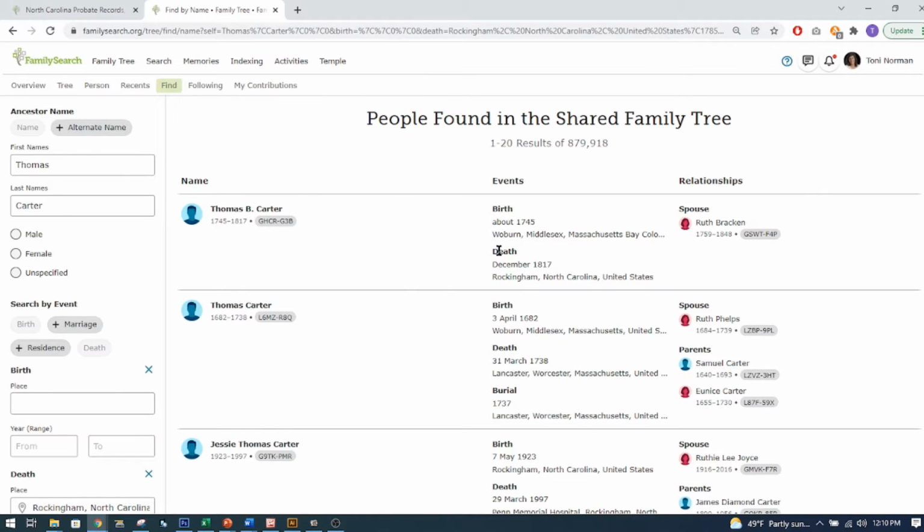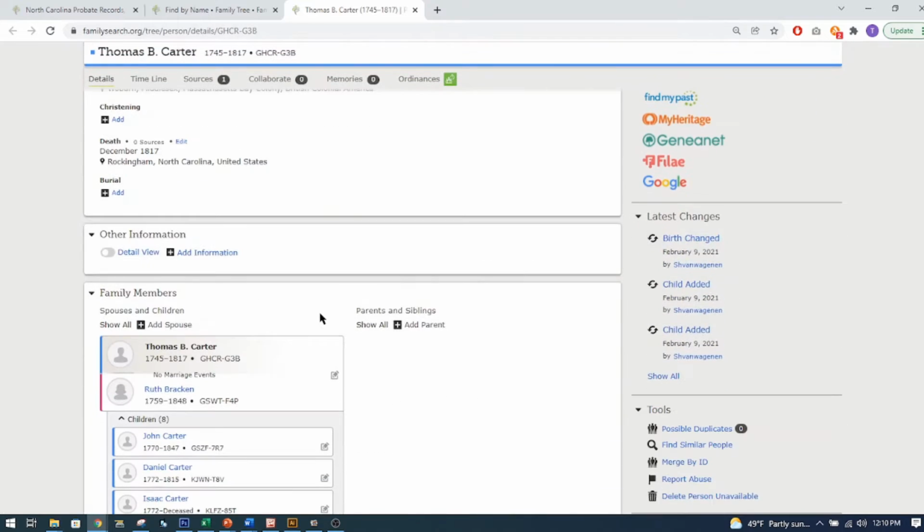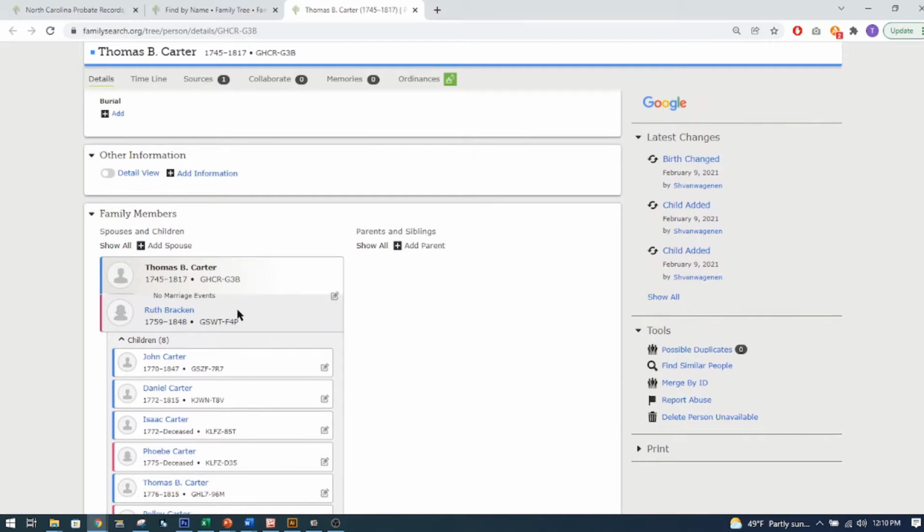Now look at that. There's a Thomas B. Carter. He died in December of 1817 in Rockingham, and his wife is Ruth. So let's go look at him. Let's open this up. Okay, and let's see. There is an Isaac Carter. So this is most likely that family.